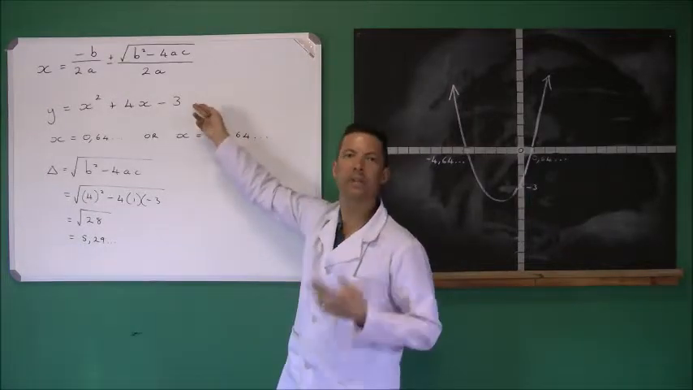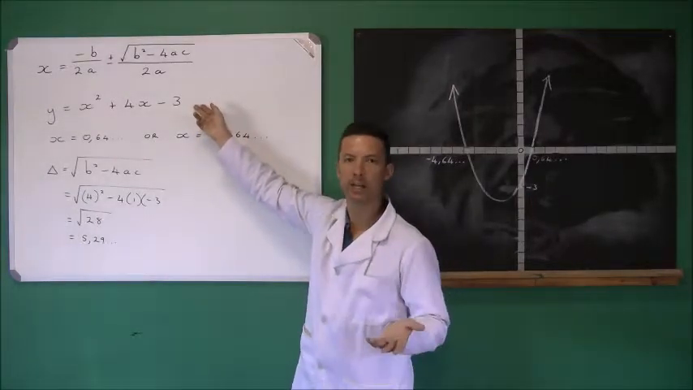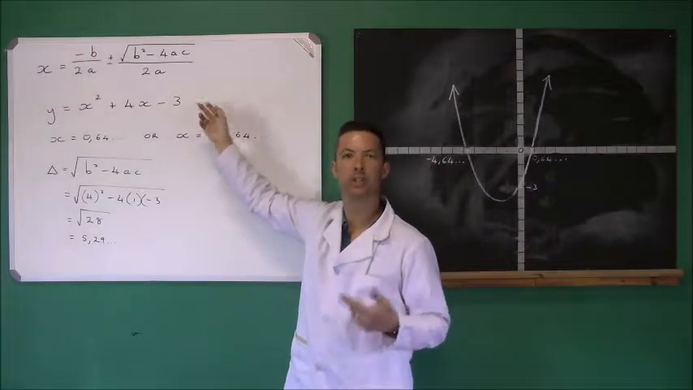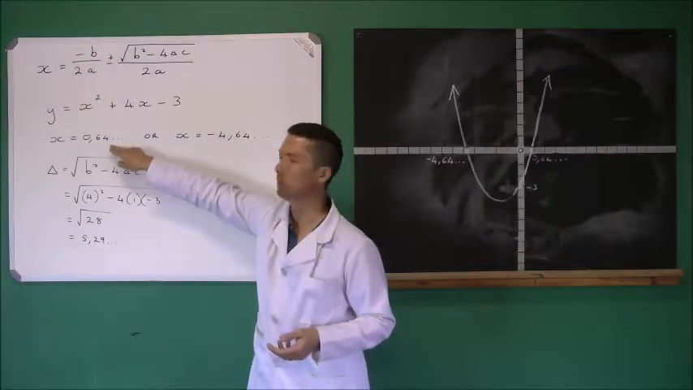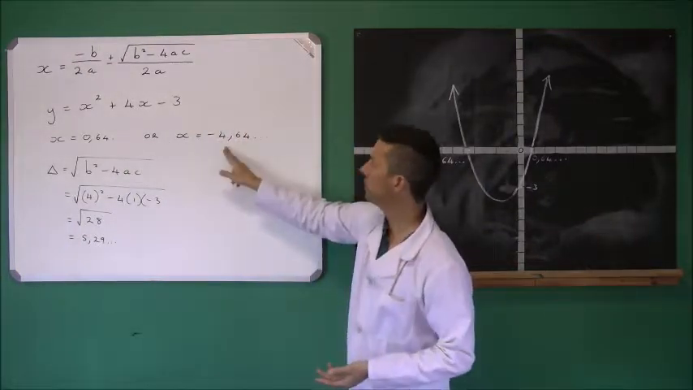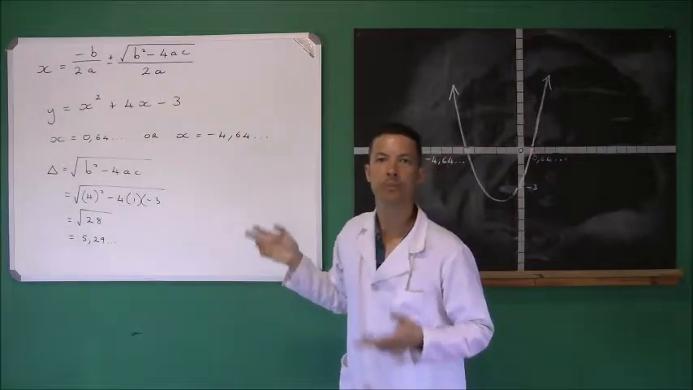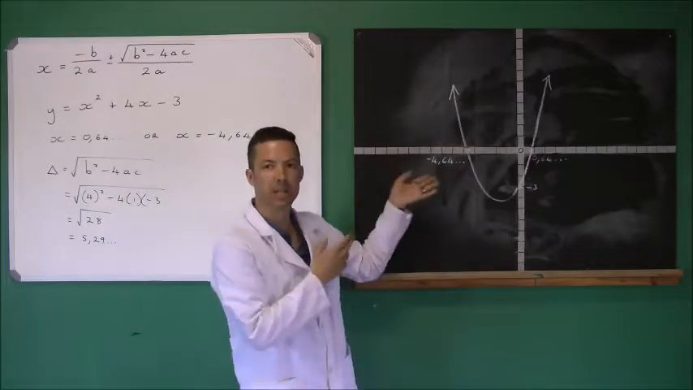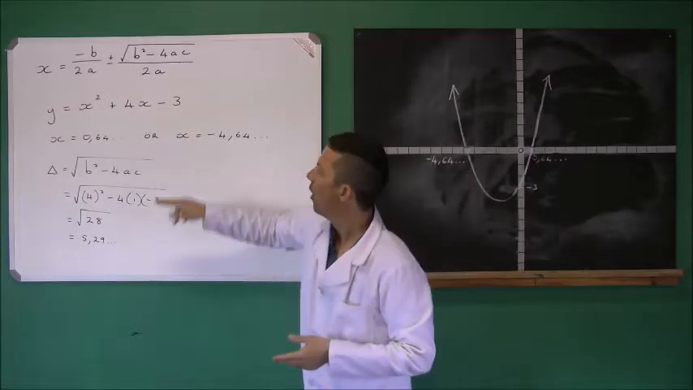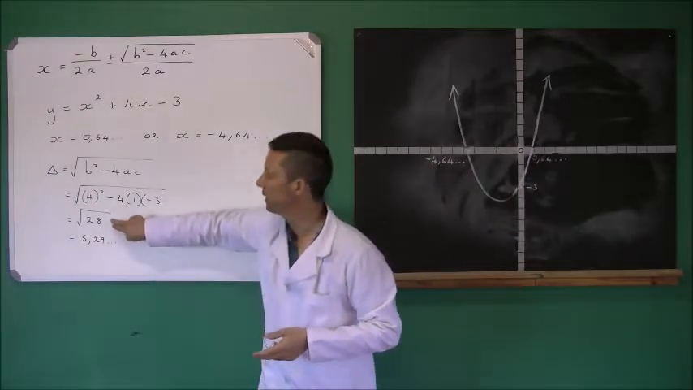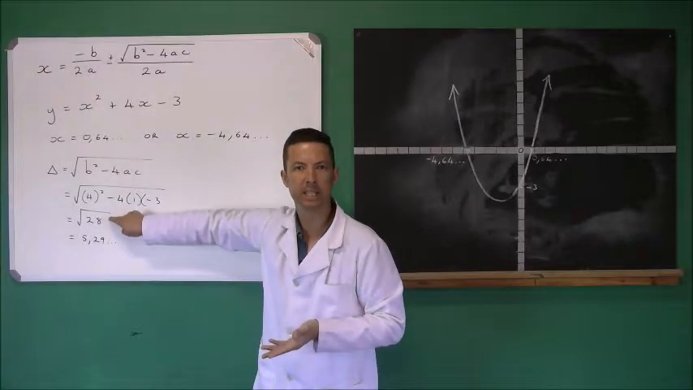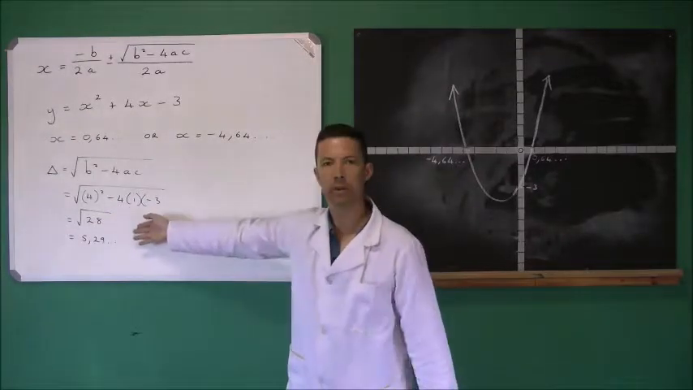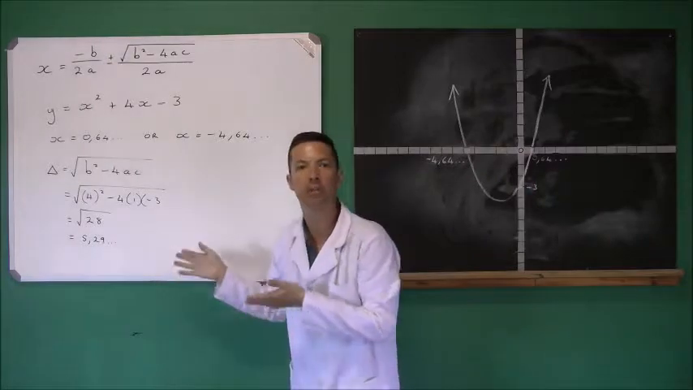In this case, factorizing this trinomial is more challenging, so I use the quadratic formula to determine the roots, and it gives me 0.64... and negative 4.64... Right, now, both of these are irrational numbers, and if I drew the graph, it would look something like this. Now, when I put the values into the discriminant, I get the square root of 28. Now, do you know what the square root of 28 is? No, because it's not a perfect square.